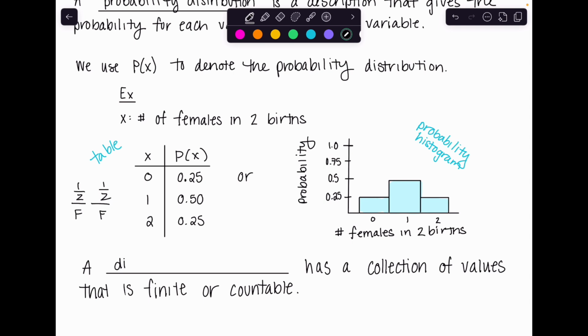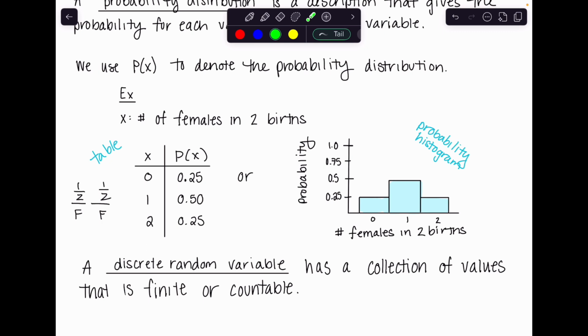So a discrete random variable has a collection of values that is finite or countable. Now, countable is a little bit of a weird situation. We're not going to dive too deep into it, but the idea is basically you have nice counting numbers, because technically you could keep having kids over and over and over again. So this realistically could continue on forever. But it's not taking on every single value in between. I can't have 0.5 of a birth.